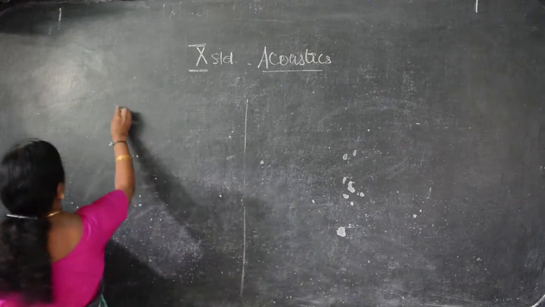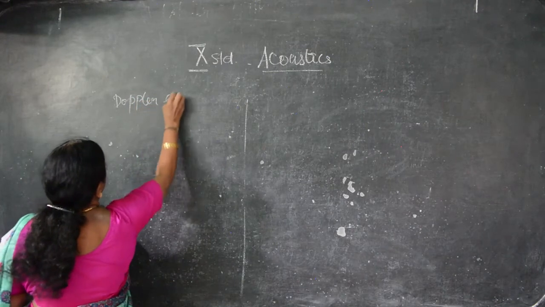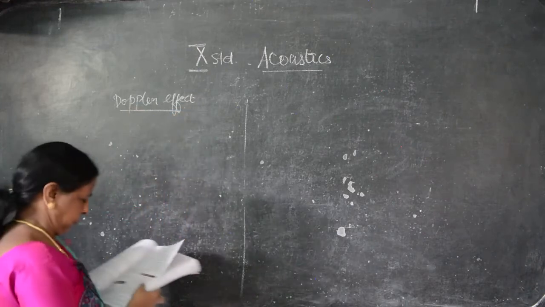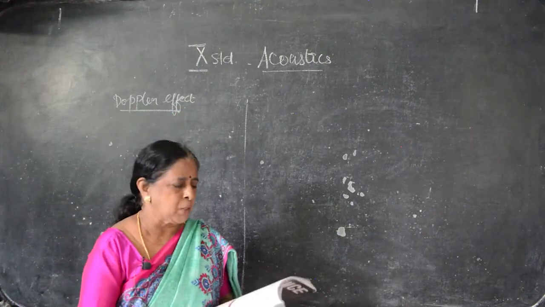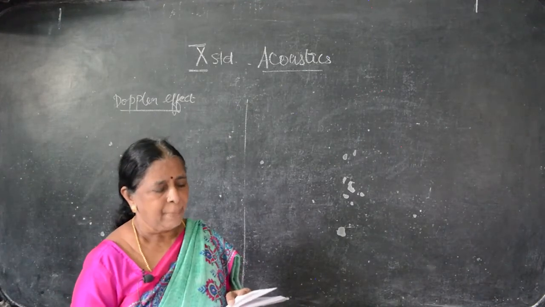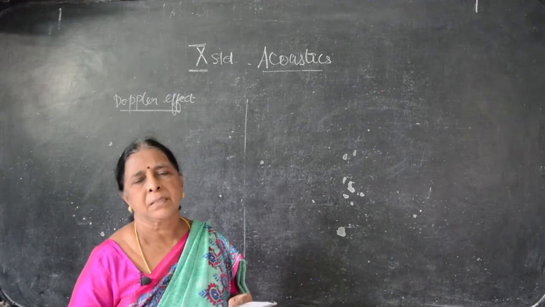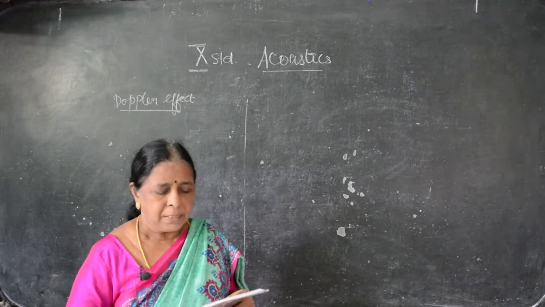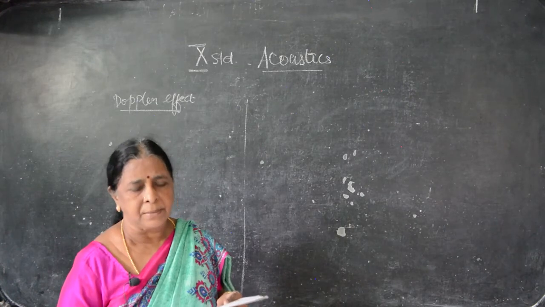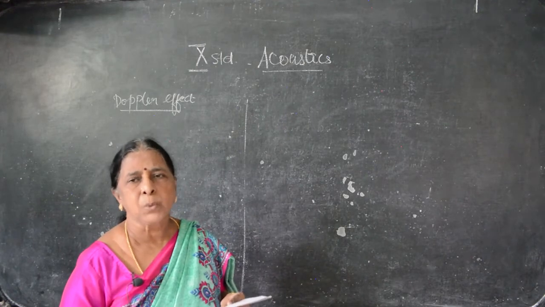Next we have the Doppler effect. Before we see what the Doppler effect is, we will see the definition. It's on page number 66, within the box. Whenever there is a relative motion between a source and a listener, source is the person who makes the sound, listener is the other person who hears the sound.